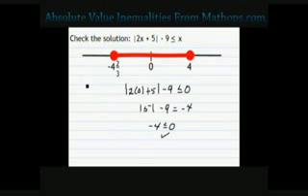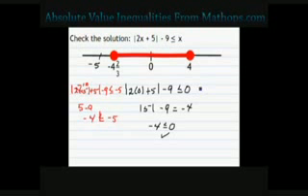Let's check it using negative 5. Negative 5 is outside the shaded region. Replace x with negative 5 to get the absolute value of 2 times negative 5 plus 5, minus 9, is less than or equal to negative 5. 2 times negative 5 is negative 10. Negative 10 plus 5 is negative 5. The absolute value of negative 5 is 5. 5 minus 9 equals negative 4. Negative 4 is not less than or equal to negative 5.